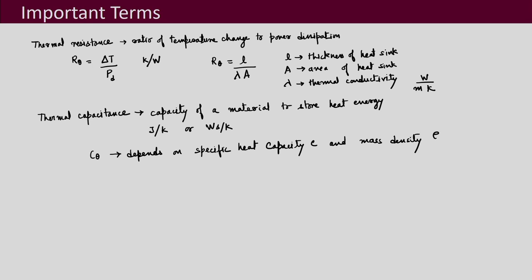Now, what we see is that if you multiply these two terms, that means R theta and C theta, then the unit that you are going to get, Kelvin per watt multiplied by joules per Kelvin, is the unit of seconds. That means this is a time constant tau. So this is called the thermal time constant.